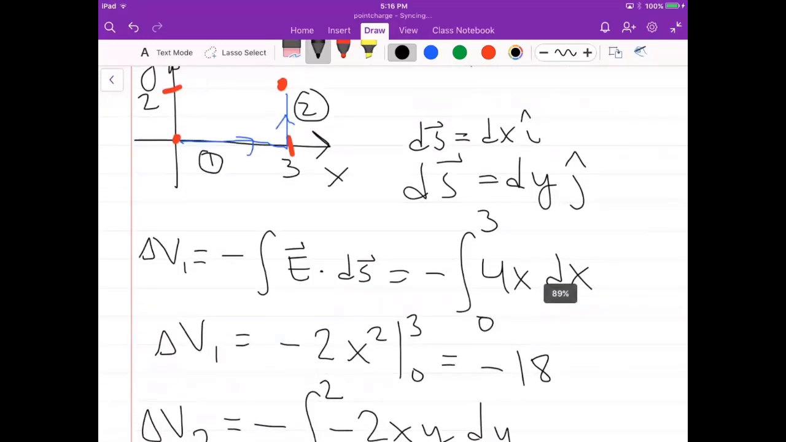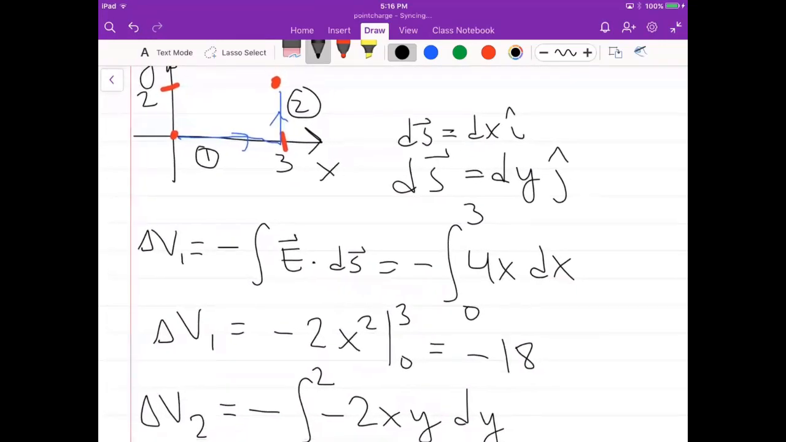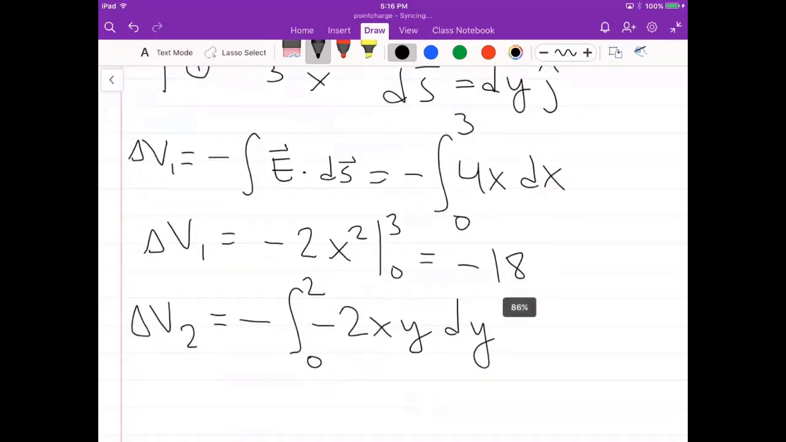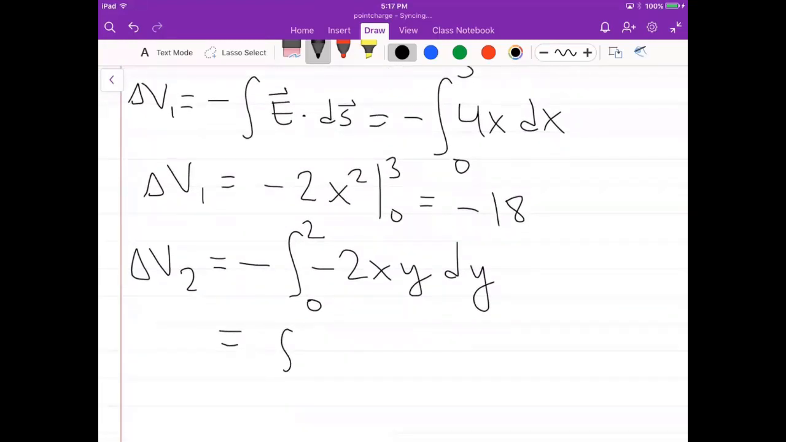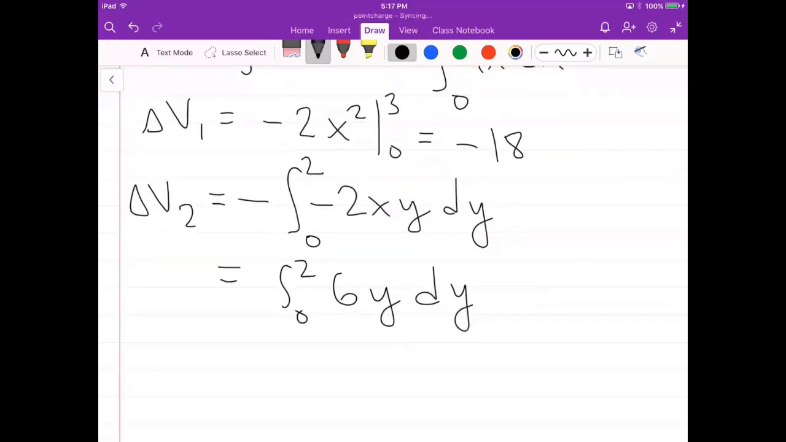Now, the other thing to notice is that along this path, x is a constant at 3. So x shouldn't really be a variable; x should be a constant. Of course, the minus and the minus go away. And then 2 times x, that's going to be 6 times y dy. So when I integrate this up, this gives me 3y squared from 0 to 2, which is going to give me 12.